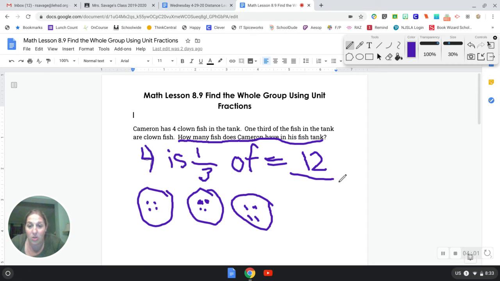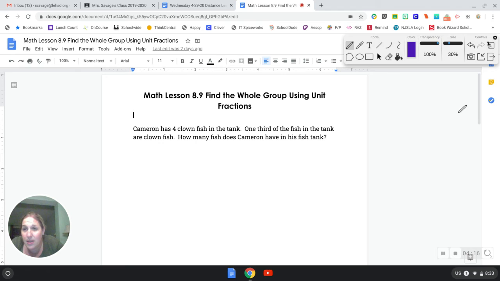So there are 12 fish total in the tank. I used this denominator. I knew that one of them was equal to 4, so then I was able to figure out what the whole number was, okay? I am going to erase this.